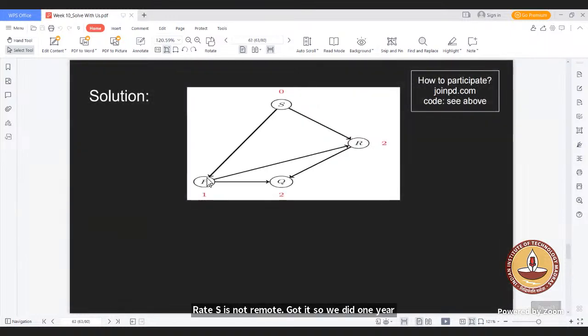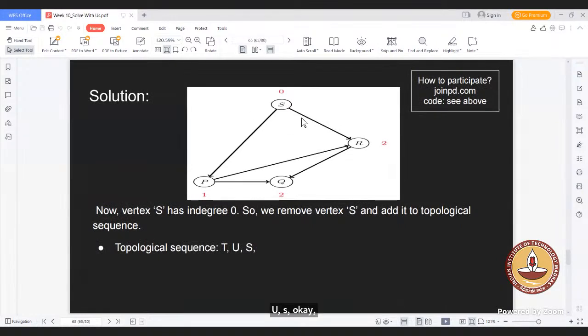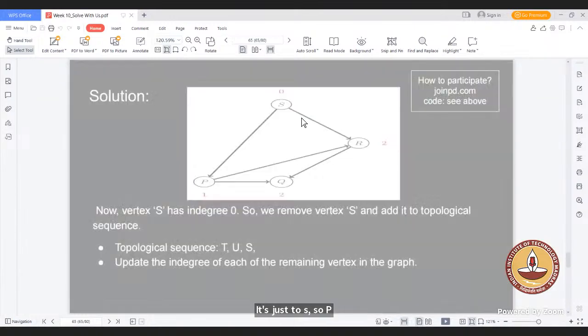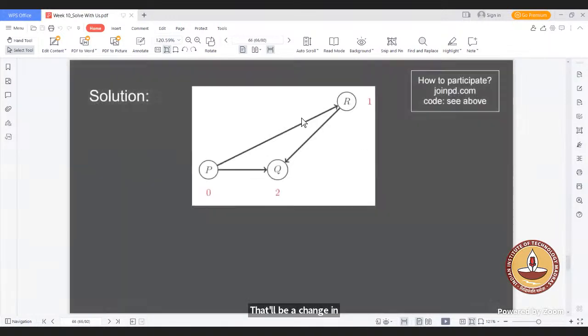So now we can see that the integrity of P is 1, S is 0, R is 2, and Q is 2. Now we have to remove S only, because there is no other choice. So we'll remove S and add it to the topological sequence, so it will be T U S. Now we'll remove the corresponding edges of S. So P and R will have a change in integrity. Update the integrity of each of the remaining vertices in the graph.